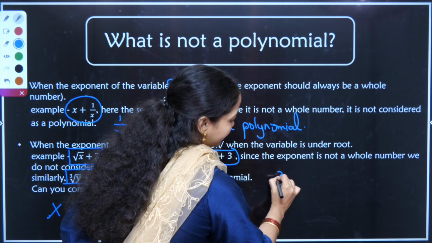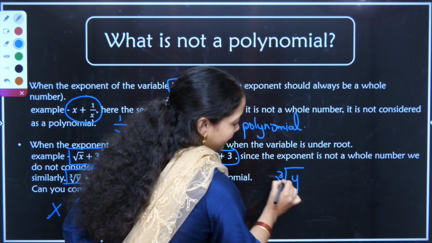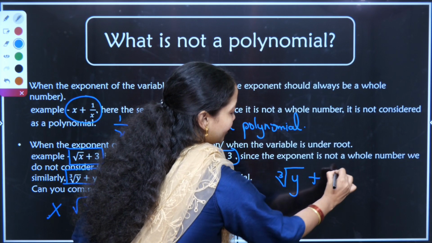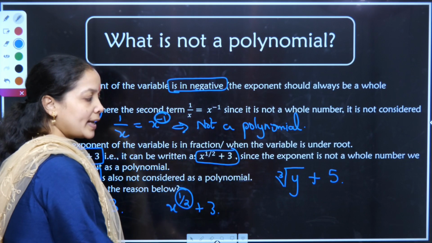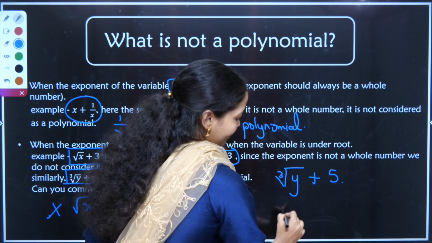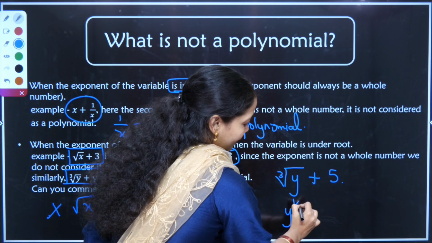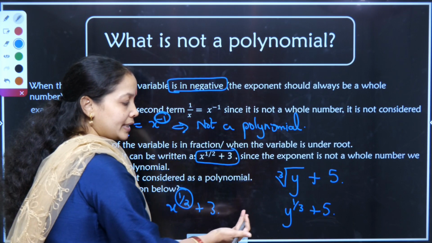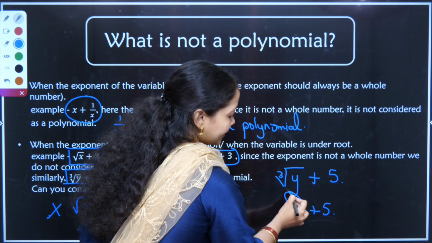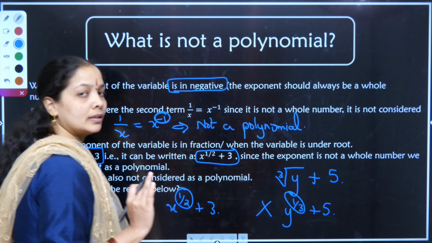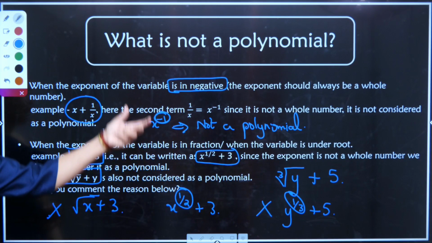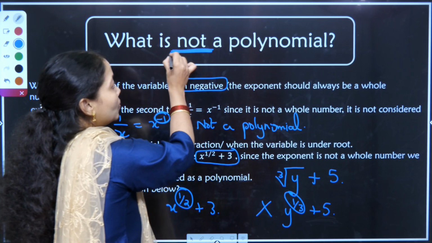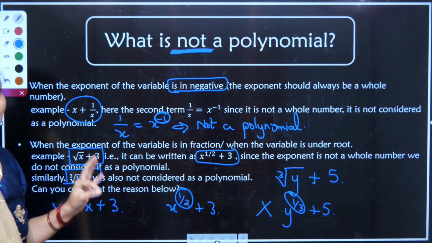The third expression given here is cube root of y plus 5. Whenever there is a root written with a number, we call that number the cube root. So y is my variable, and what do I mean by this? This is nothing but y power 1 by 3 plus 5. So as told earlier, when the variable's power is in fraction, this is also not a polynomial. So easily, whenever we have to analyze what is not a polynomial, we will only look into the variable and not anything else.